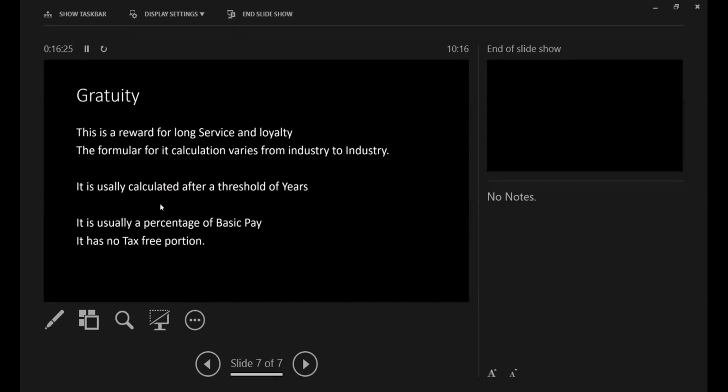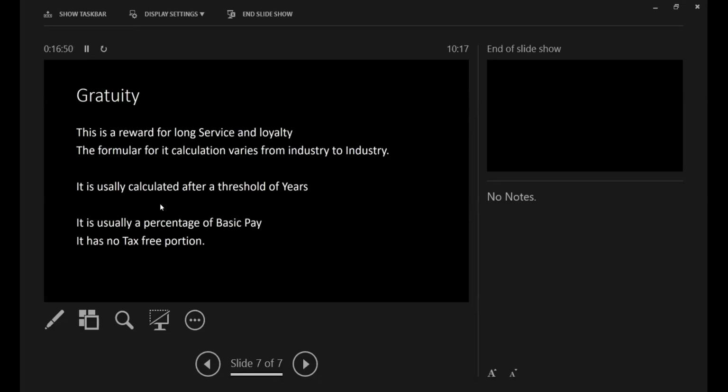Now, these two, though they are both lump sums, serve different purposes. Like I said, with a retrenchment, we are compensating an employee for loss of employment. In other words, we're saying we're giving you this money to cushion you while you look for other work after a retrenchment. And that is the reason why it has a tax-free portion.